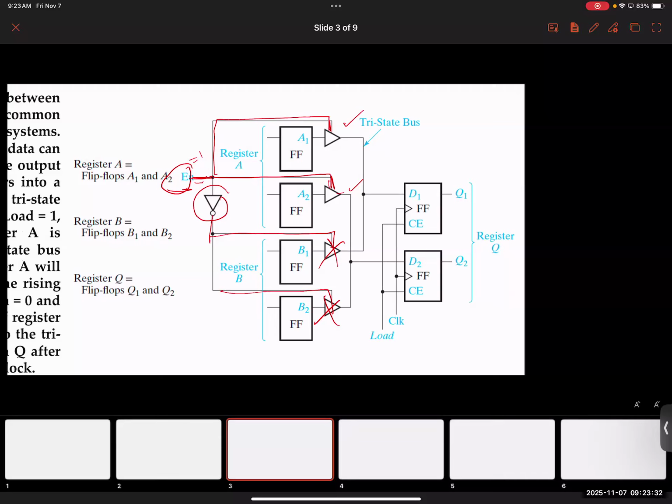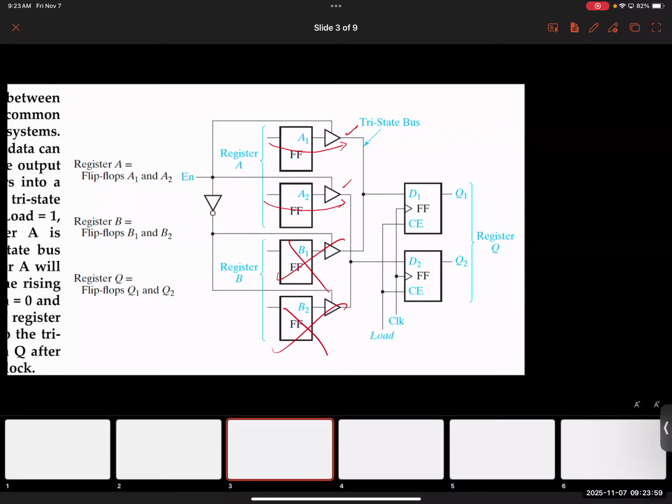And now once you have the clock edge, it's not shown here. By the way, it is shown for the output flip-flops. Notice, once you provide the clock edge, it will take this and send it to the output. Okay, let me clear it up a little bit. So imagine you have the output for this flip-flop here because the tri-state buffer was activated, but these are deactivated.